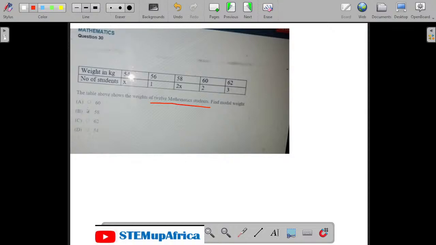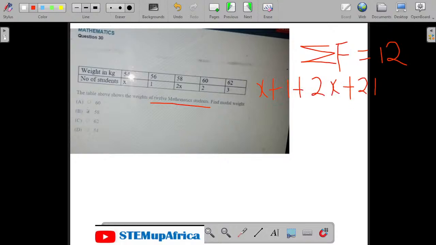So with that, we can determine the x, because without knowing what x is, I cannot know what the mode is. The mode is the number with the highest frequency. I don't know what the highest frequency is because I have x and 2x. The frequency represents the number of students. So if 12 students took part, summation f is equal to 12. Meaning total number of students now is 12. That means I will have x plus 1 plus 2x plus 2 plus 3. That will give us 12.